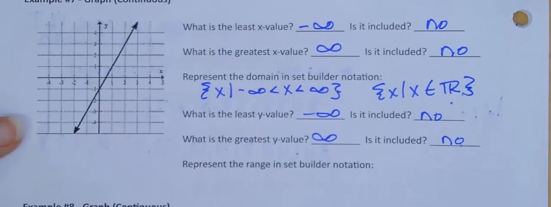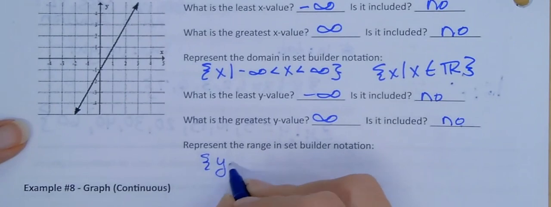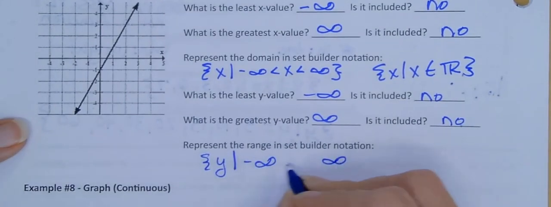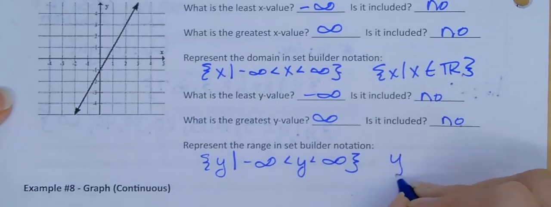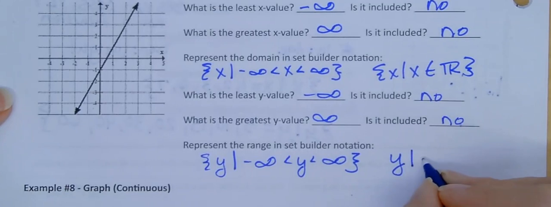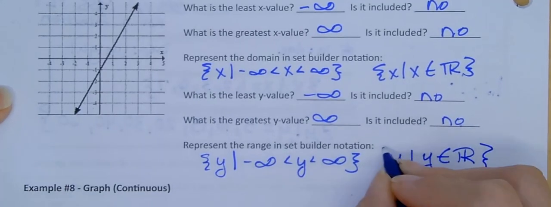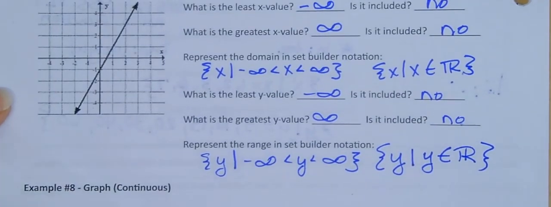So if I want to represent the range in set builder notation, I'm telling you again, y such that y is in between negative infinity and positive infinity, right? Or I can say y such that y is an element of the real number system. Either one of those is fine. Also, if you tell me all real numbers, that's fine. That makes sense. All right.